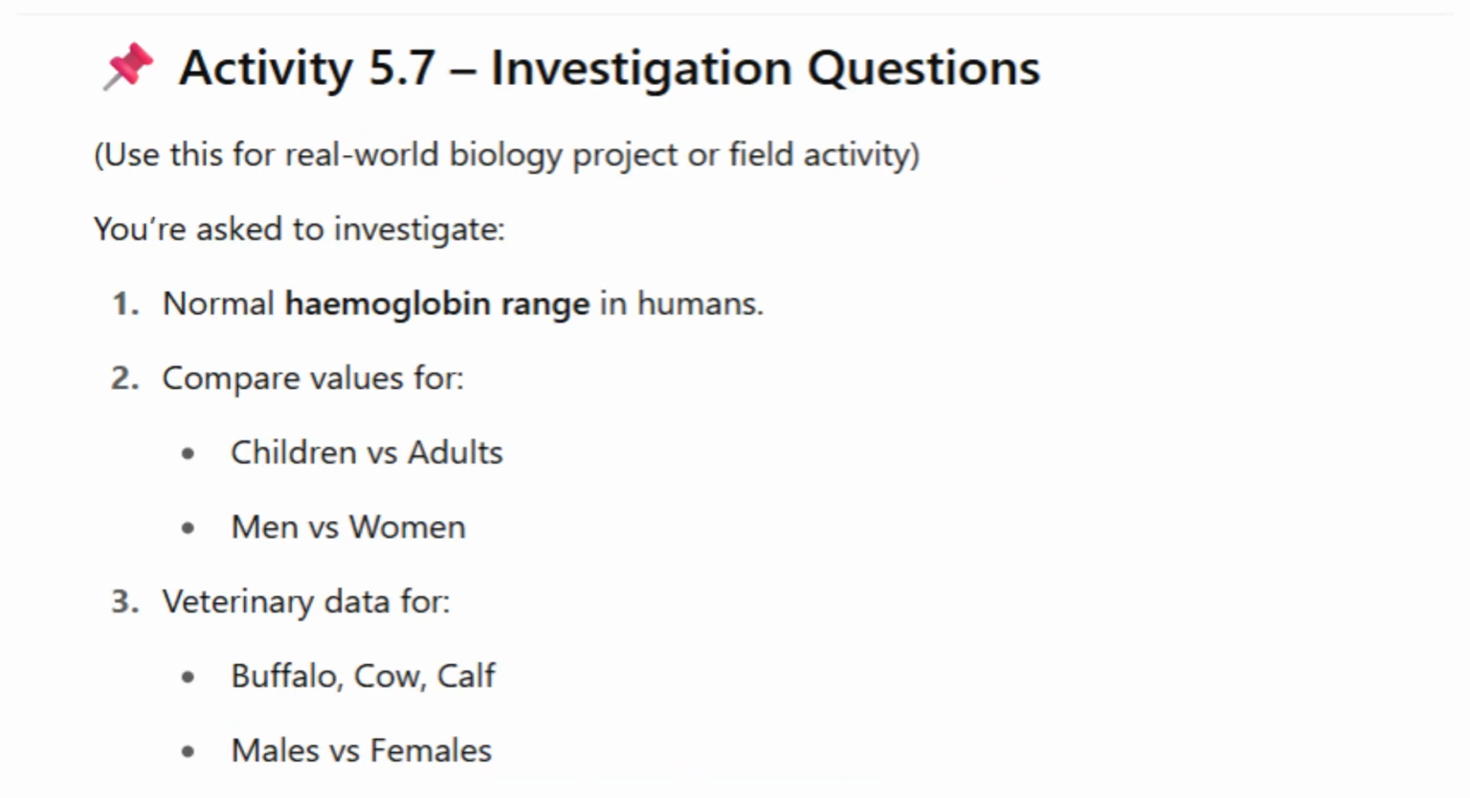Activity 5.7. Investigation questions. Use this for a real-world biology project or field activity. You're asked to investigate the normal hemoglobin range in humans. Compare values for children versus adults, men versus women. Find veterinary data for buffalo, cow, calf, males versus females. You should record values and compare patterns. Discuss why differences exist, for example menstrual cycle, muscle mass, age.